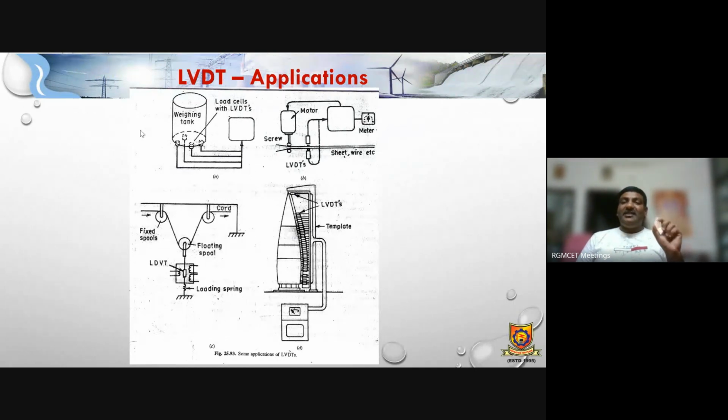And sheet thickness: in the steel industries, the steel is going to be manufactured, and then it is going to be made in terms of rolls, nothing but sheets. In order to maintain the equal thickness of the sheet, we are going to place the LVDT on the top and bottom of the portions.